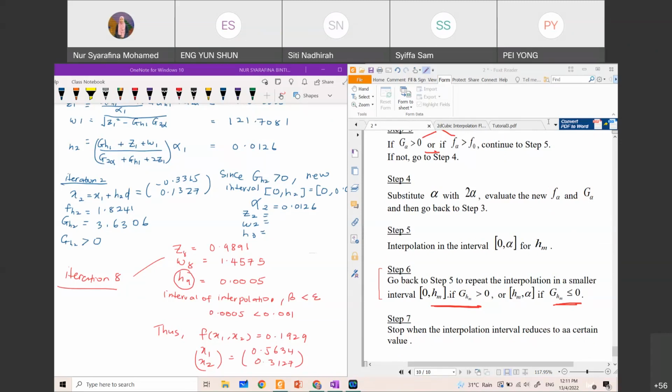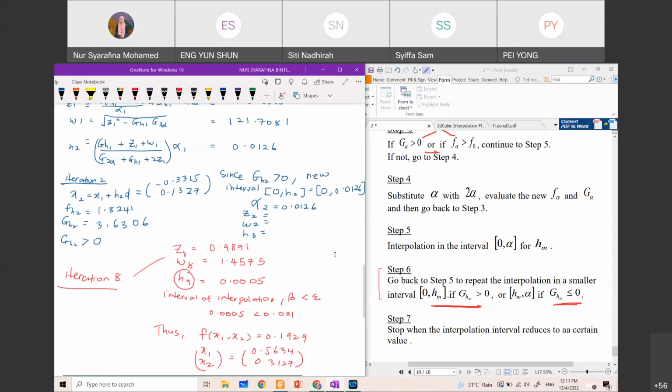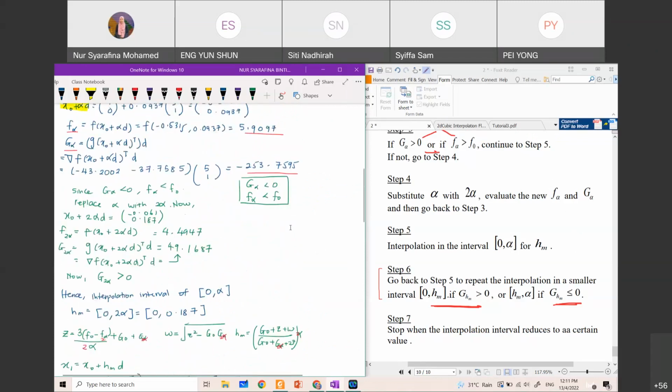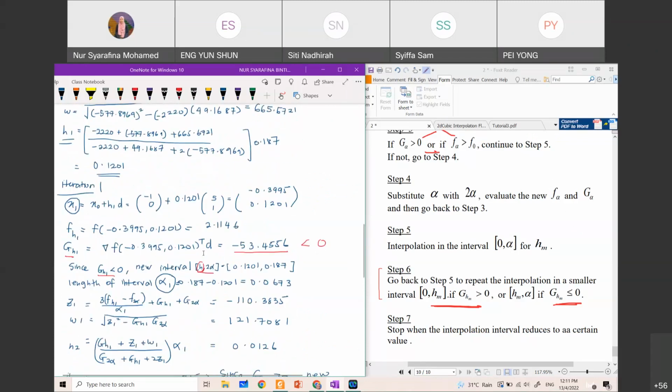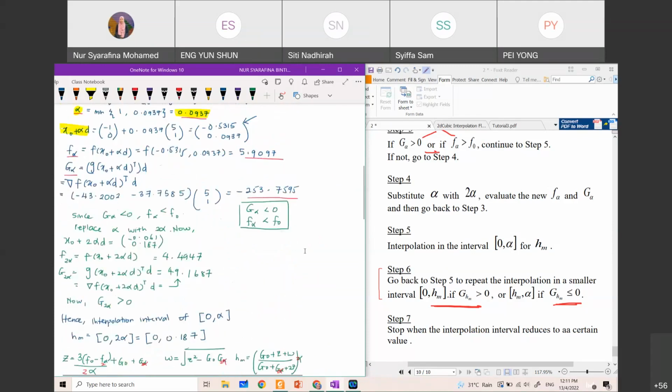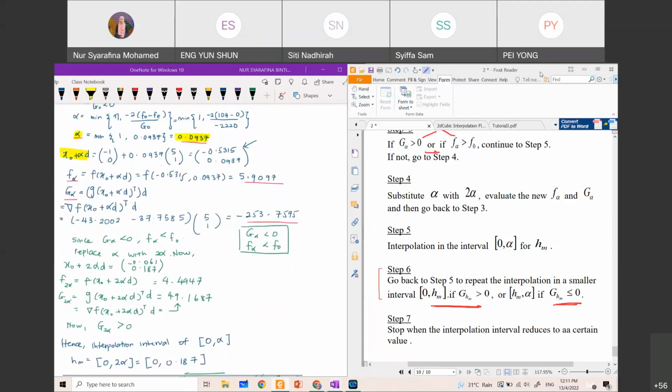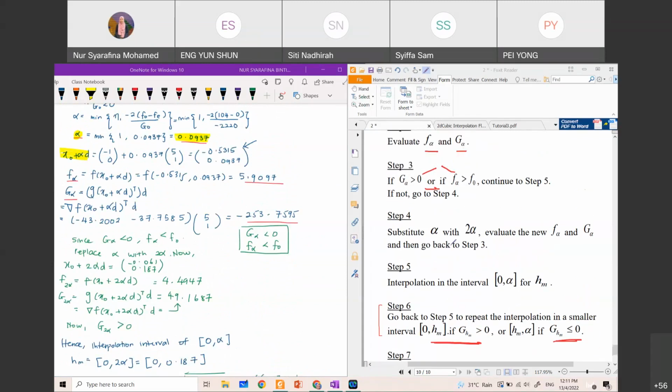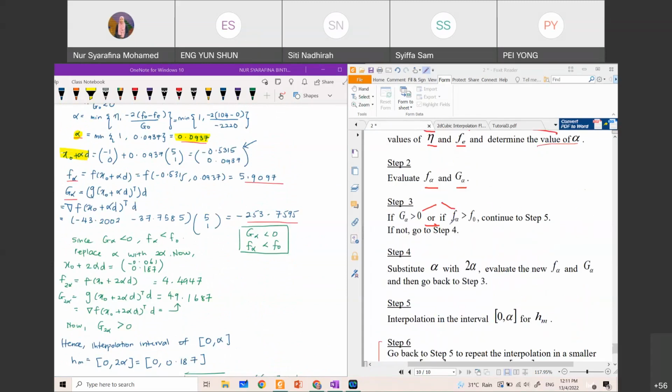When do we use 2 alpha or alpha? You have to check with what? G alpha, which means G HM. When your GHM is less than 0, then you choose 2 alpha. When GHM is greater than 0, then you just choose alpha in the algorithm here. When you have G alpha greater than 0, just proceed with alpha. Otherwise, less than 0, it is 2 alpha.